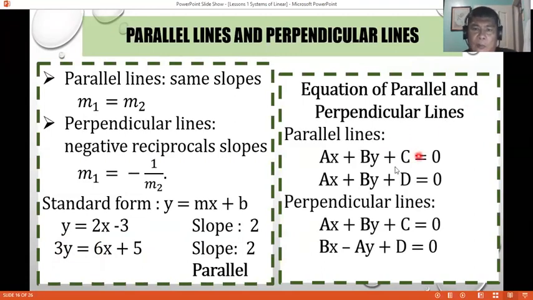Tingnan niyo. Parehas na parehas yung parallel, magkaiba lang sila ng constant. Okay, parehas ito. Kung 5 yan, 5 yan. Kung 6 yan, 6 yan. Kung negative 2 yan, negative 2 yan. Kung negative 3 yan, negative 3 yan. Kung positive 4 yan, positive 4. Negative 5 ito, negative 5. Parehas sila. Ang perpendicular lines magkasalungat. Magbabaligtad sila yung A and B, magbabaligtad sila, tapos mag-change sign. Okay?